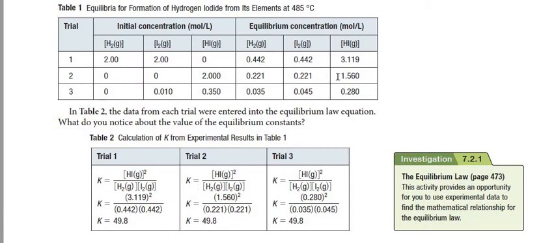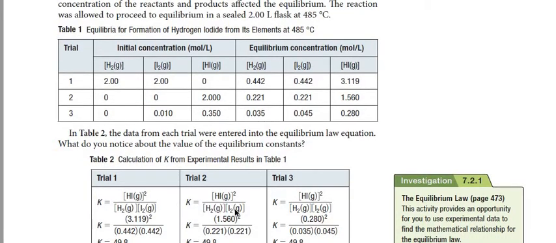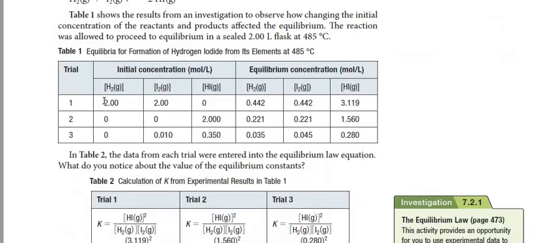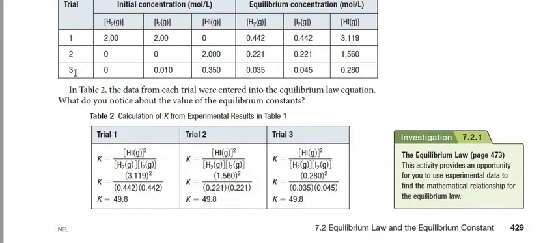The second trial, we have 1.56 to the power of 2. Why to the power of 2? Because here the coefficient of HI is 2. For I2 and H2, the exponent is 1. Why? Because the coefficient is 1 here. And for the third trial, we have 0.28 squared divided by 0.045 times 0.035. So as you see here, we have exactly three values, and all of them are exactly the same.